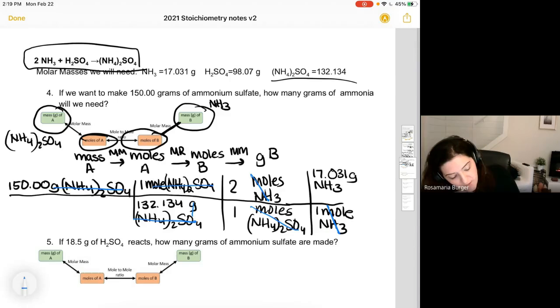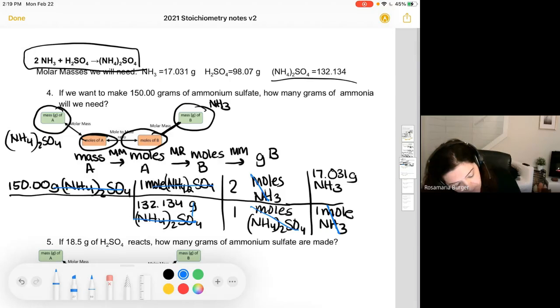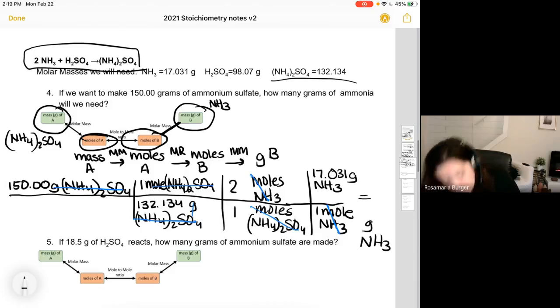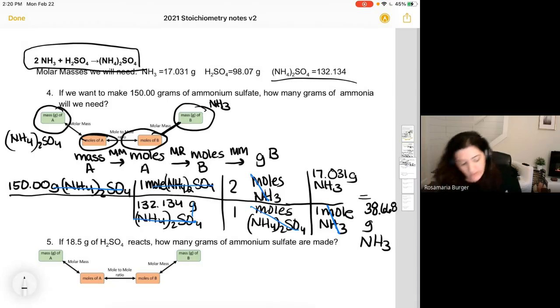Okay, so we're going to put this in our calculator. We know that our units are going to be grams of NH3 because that's the only unit that we're left with. So I'm going to do 150.00 divided by 132.134. Since 2 is in the numerator, it's going to be multiplied times 17.031. Okay, and as my answer, I get 38.668 grams of NH3.